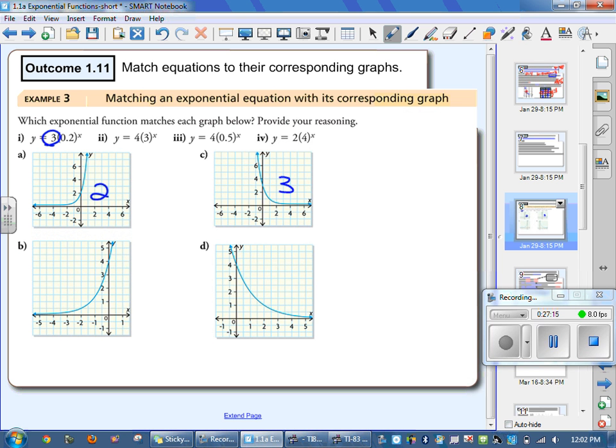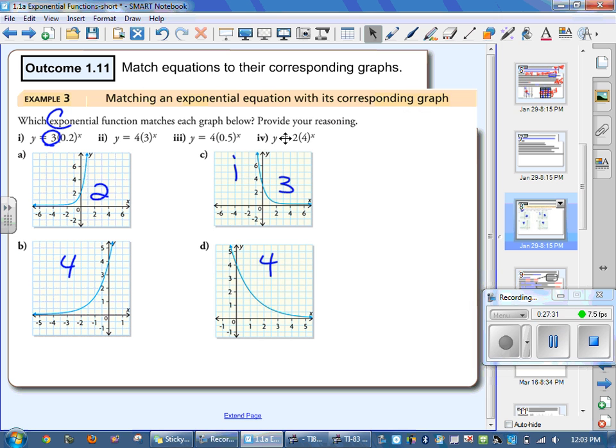Okay, the next one I can do that's very easy is a Y-intercept of 2. I can match it up very quickly. There's only one Y-intercept of 2, so that's graph 4. So graph 4 over here is A.